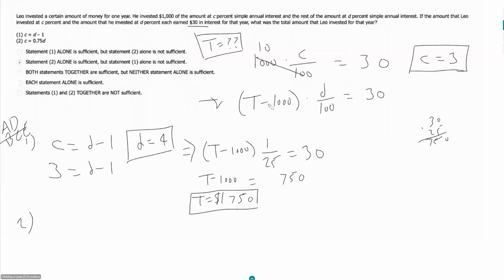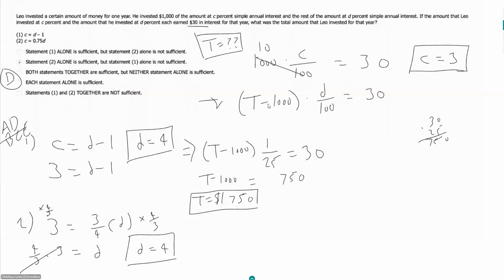Statement 2 says C is equal to 0.75 D. So this is the same thing. So we should be able to get what D is here. And let's confirm that our D matches. We should get D of 4. 3 is equal to 3/4 D. Multiply each side by 4/3. And we should get 4/3 times 3 is equal to D. D is equal to 4. And after that, we don't have to find T again, but each of these statements is sufficient.